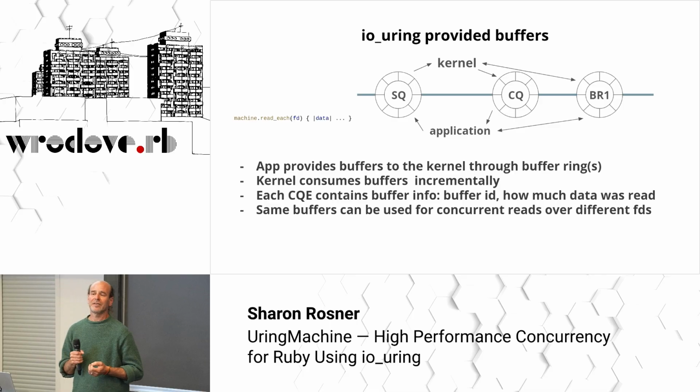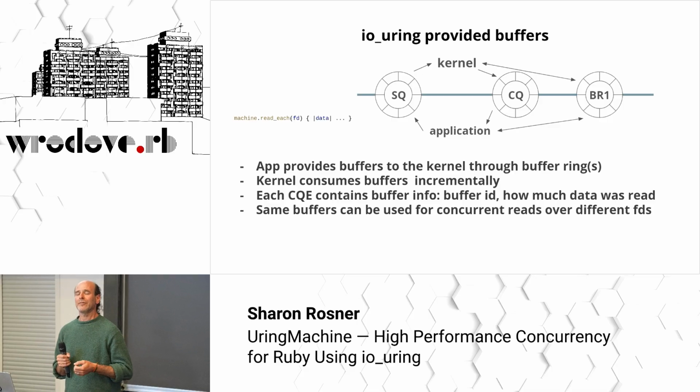So the way this works is that the application sets up another circular buffer called a buffer ring, and this buffer holds entries, where each entry references a buffer for reading that the application has allocated. So the application is basically saying to the kernel, here's a set of buffers, you can use them. With each CQE, tell me which buffer you used and how much data you read into it.